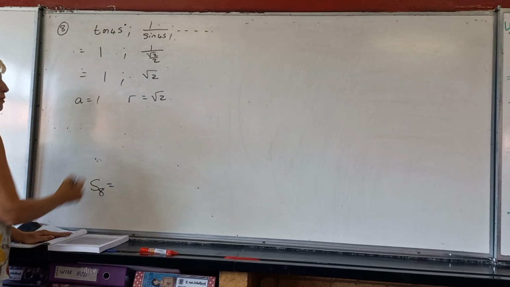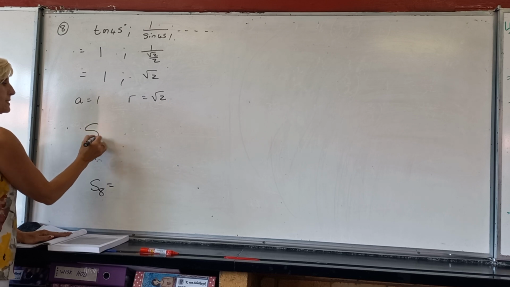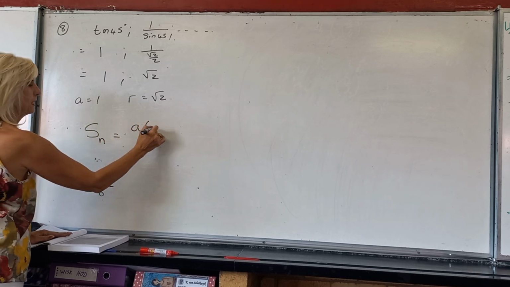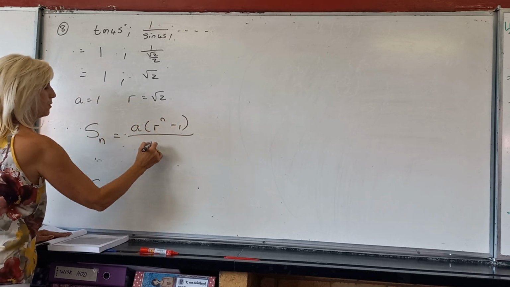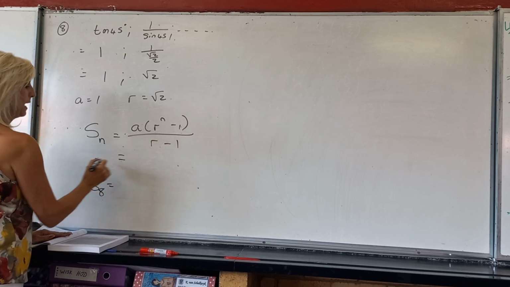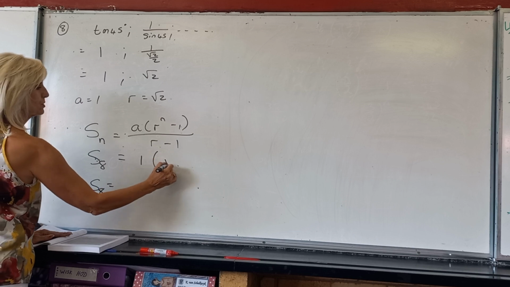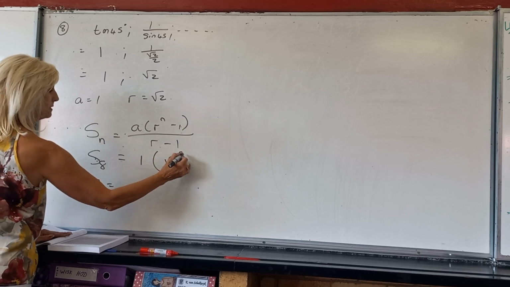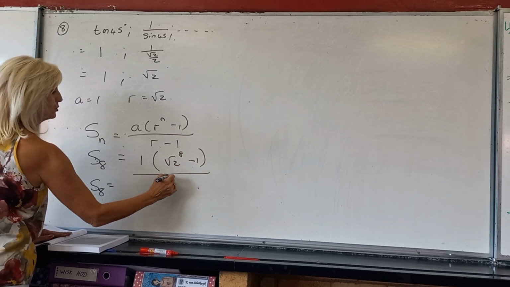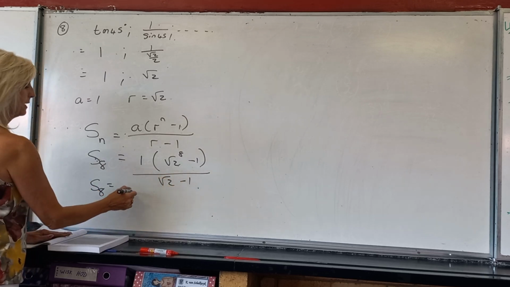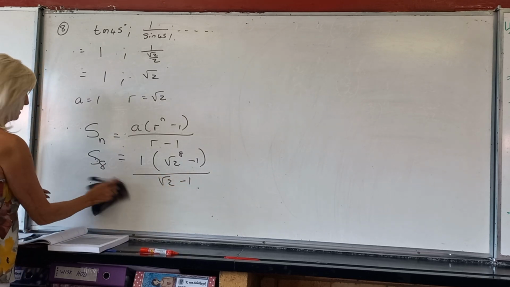So if A and R are given and they're asking me for sum of 8, I need Sn still again, with the Sn formula. Where A value was 1, R was root 2 to the power of 8, minus 1, over root 2 again, minus 1. And this will not be a nice answer, most probably.